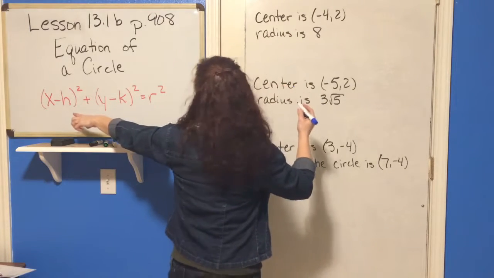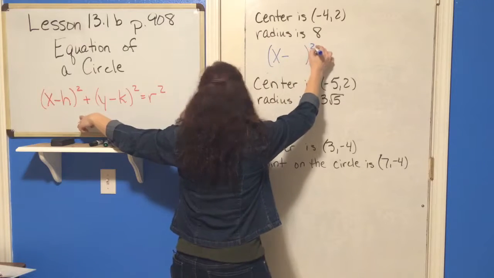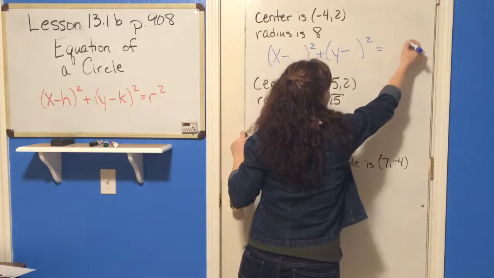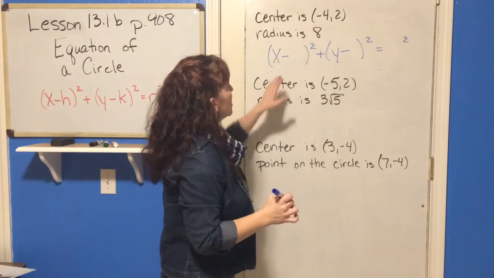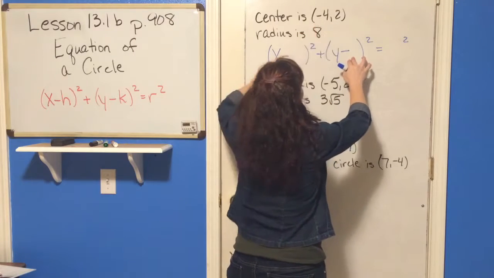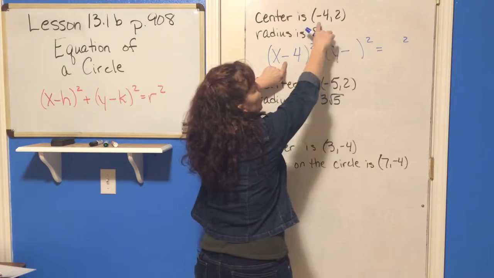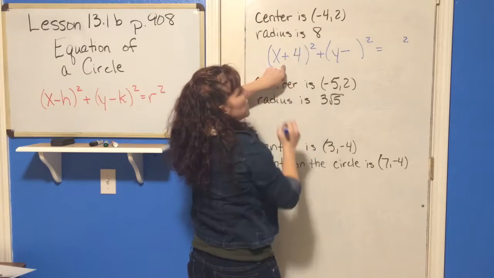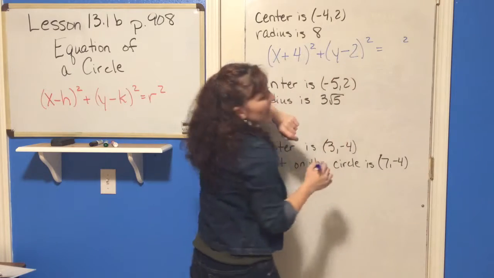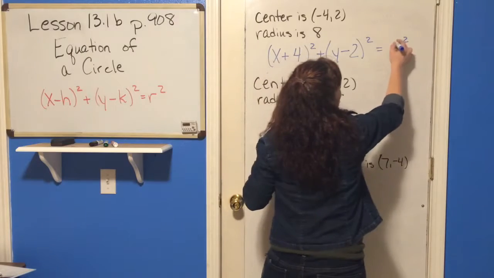is this formula. So we want (x − h)² + (y − k)² = r². So we know the center is (−4, 2), so it's minus the negative, so it's +4. It's the opposite of what it is, and if we have 2, then it's −2. Remember I told you that was the trickiest part. Here we go. And the radius is 8 squared.